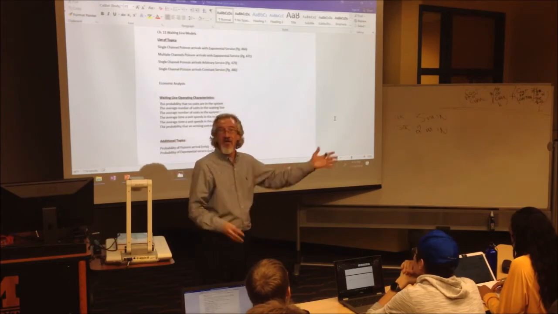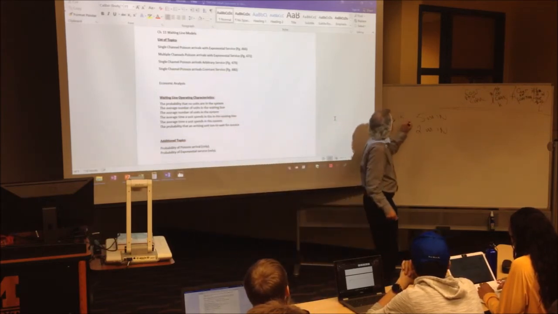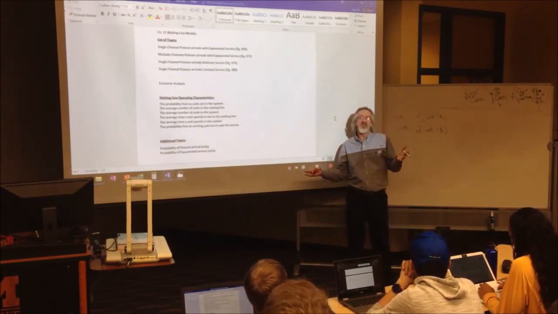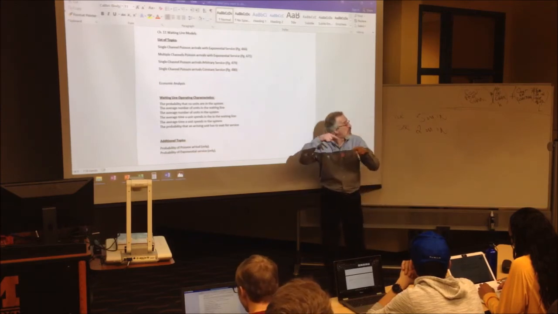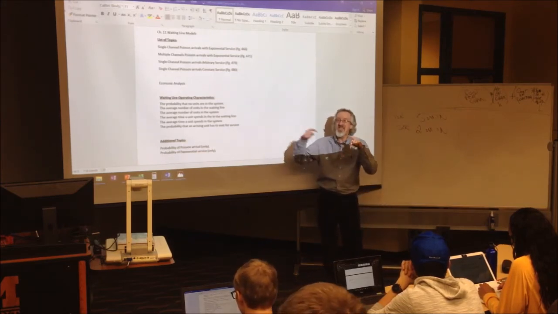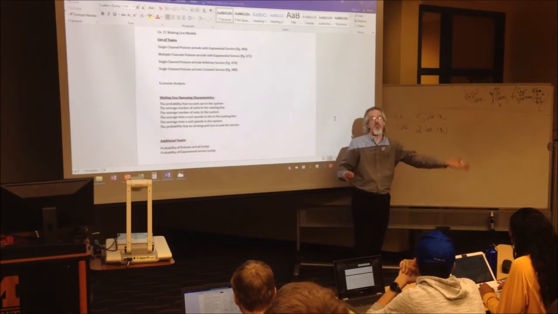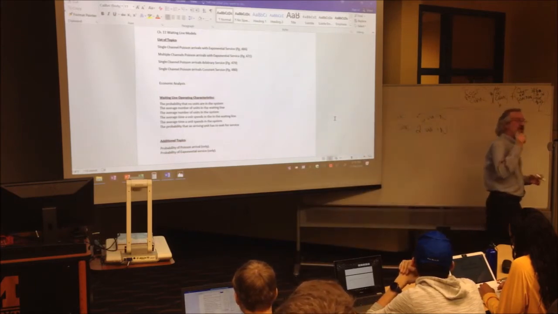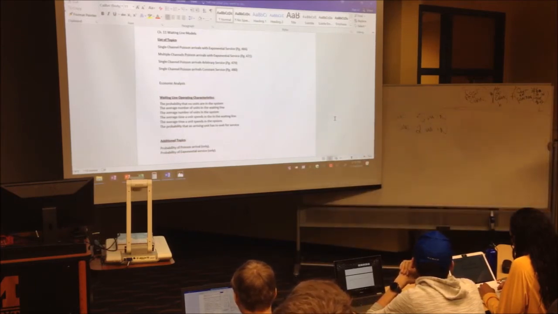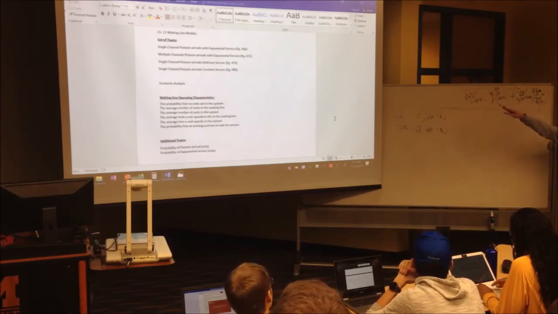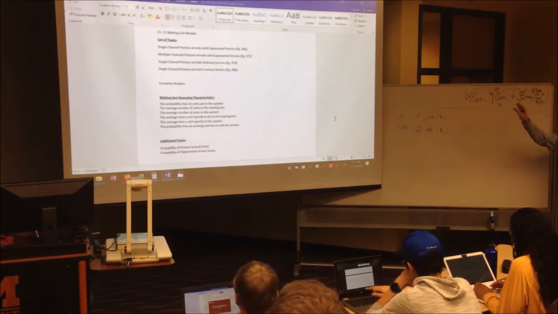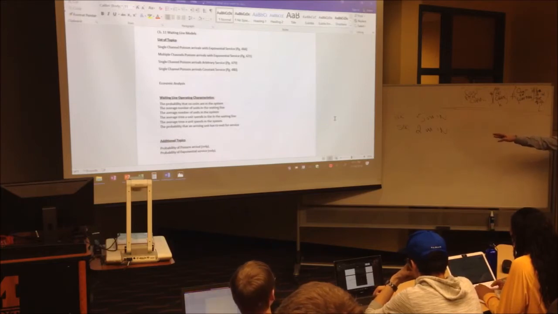Then it's a rate. But when it says arrivals are arriving about every 5 minutes, that doesn't tell us how many per minute or how many per hour. It's telling us how much time between arrivals. So you have to convert. Always convert everything on arrivals and service to rate. If you're not given the rate, you must convert to rate.